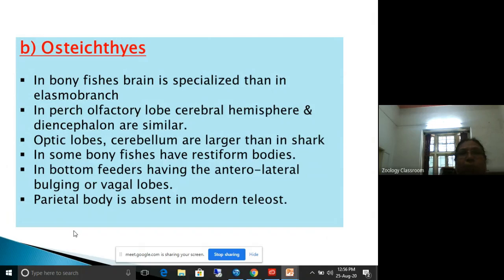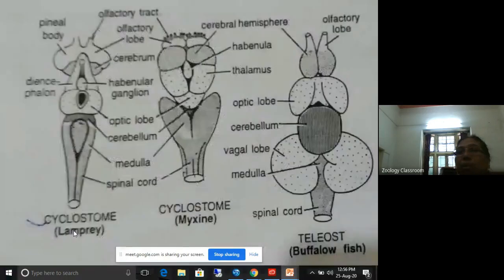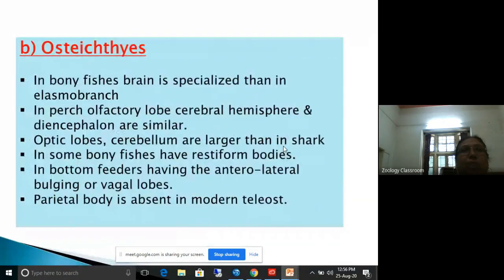Some bony fishes have restiform bodies, and bottom feeders have anterolateral bulging, or vagal lobes. This is the diagram, and these are the vagal lobes. This is the olfactory lobe, cerebral hemisphere, optic lobes, cerebellum, and these vagal lobes are found only in bottom feeding fishes. So these are found in the fish.